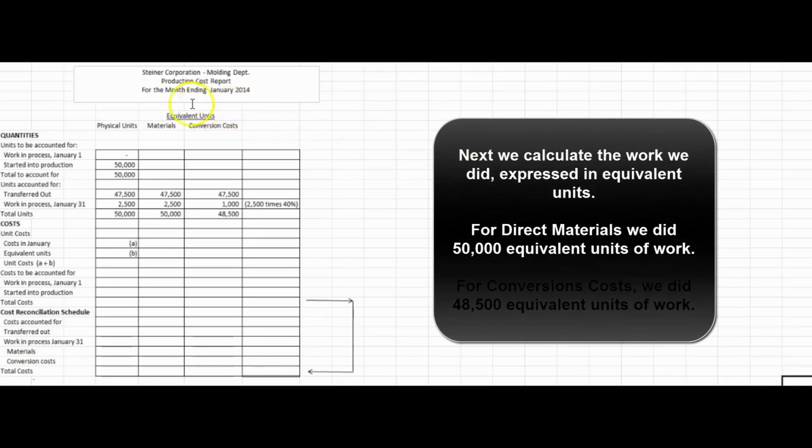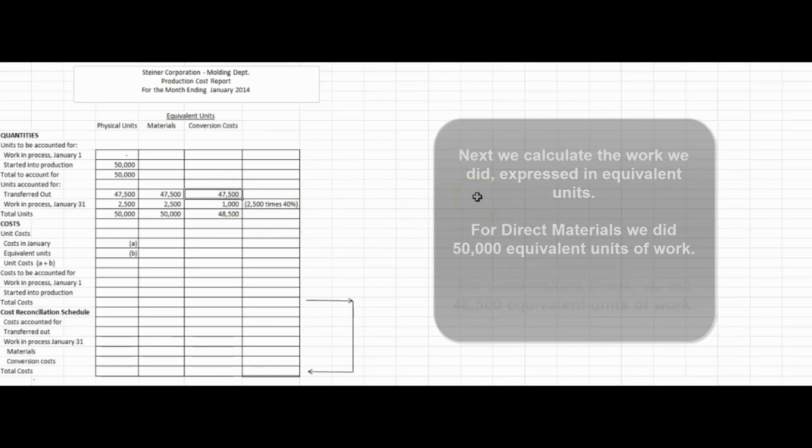Next, we're going to account for our equivalent units. The units that were transferred out, 47,500, were 100% complete. Otherwise, we could not have transferred them out. So as far as materials go, they are 100% complete. That's 47,500. Those 2,500 that are left are 100% complete as far as materials go, because remember, materials are added at the beginning. Once we add the materials, there is no more material to add. So as far as direct materials go, we did 50,000 equivalent units worth of work.